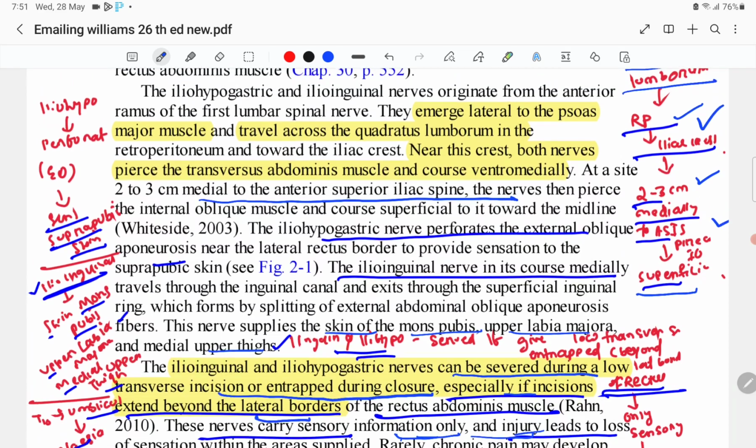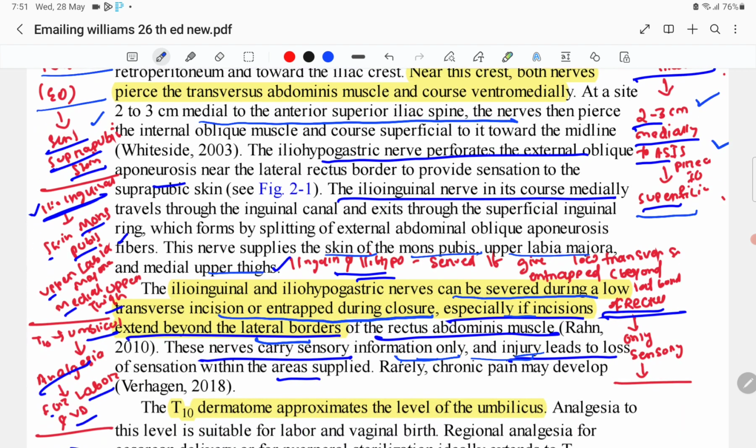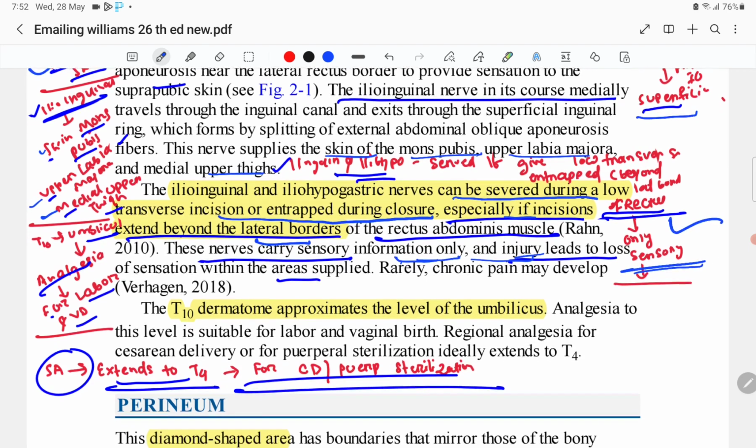Okay, so basically the iliohypogastric nerve supplies the suprapubic area skin, and the ilioinguinal nerve supplies the skin of the mons pubis, upper labia majora and medial upper thigh. Okay, so these are the areas. It is very important: if you cut it, there is no motor loss, only the sensory part will be lost. Very applied anatomy.